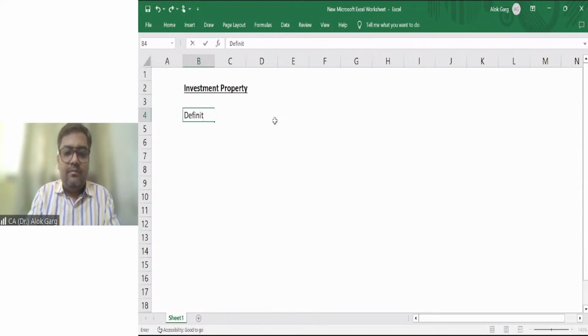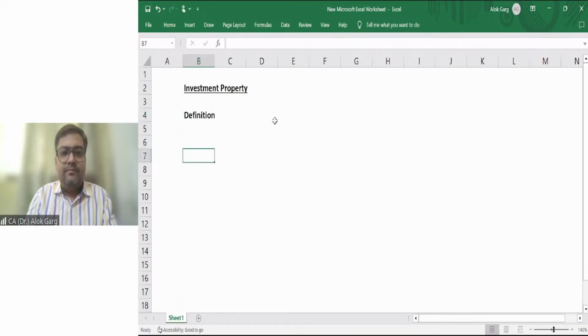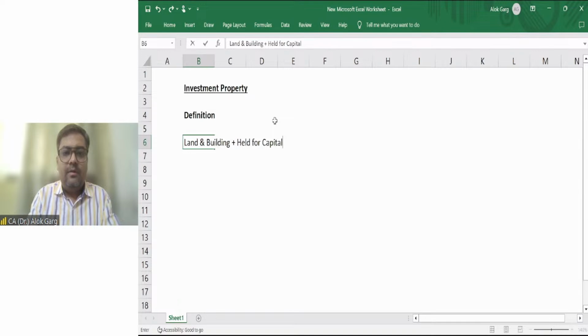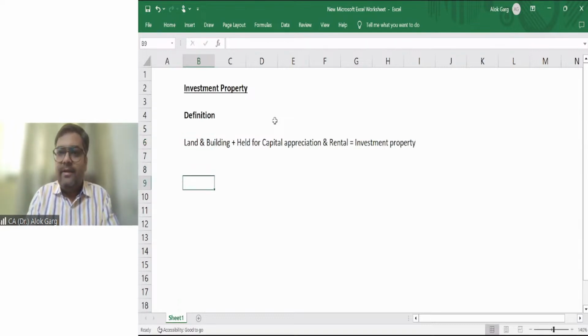Definition. Right? So what is the definition? Land and building held for capital appreciation and rent is equal to investment property. Right? Exception. What is the exception?